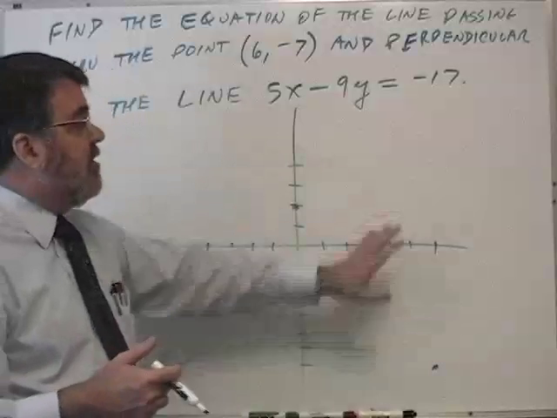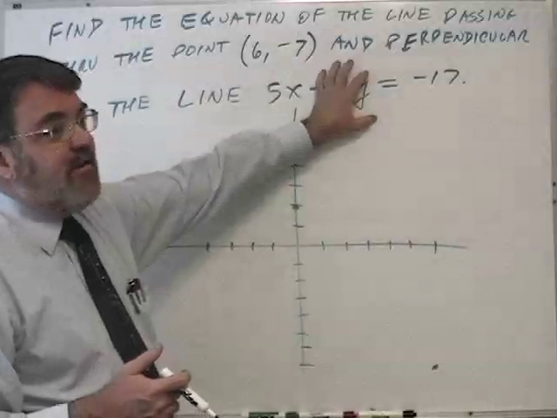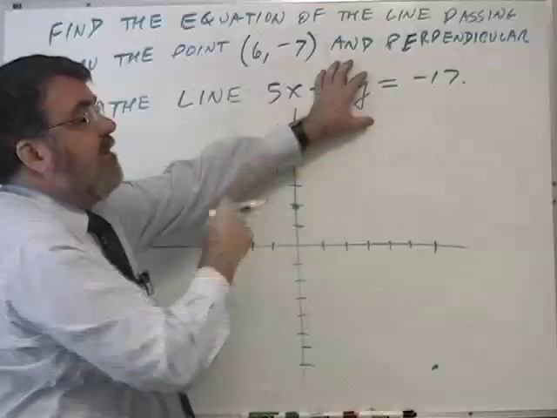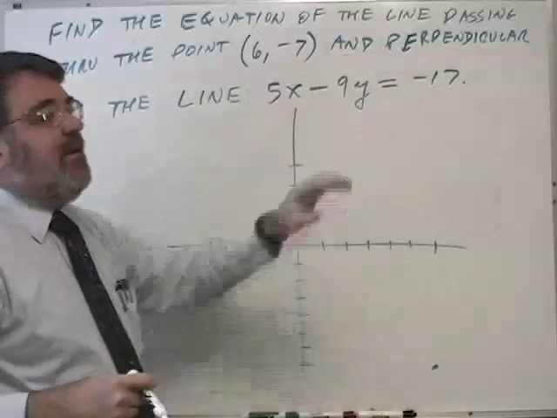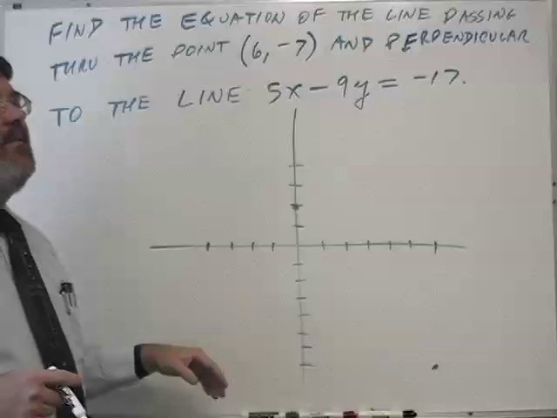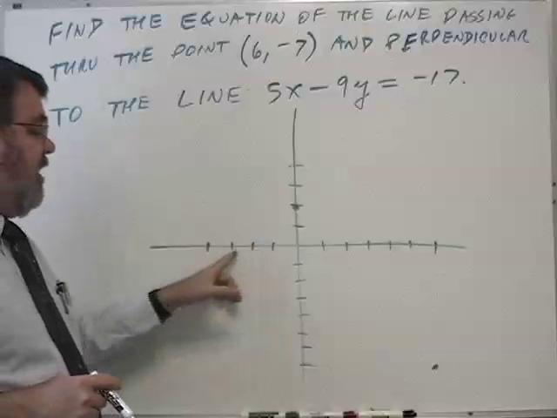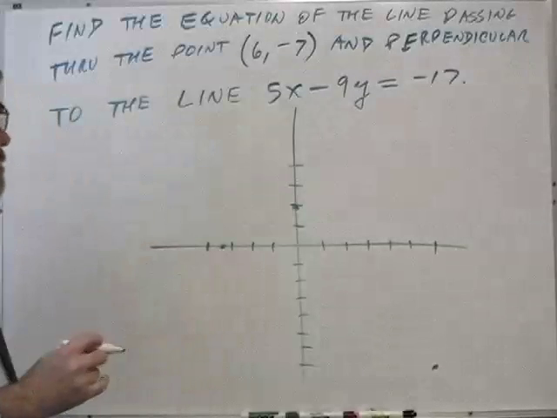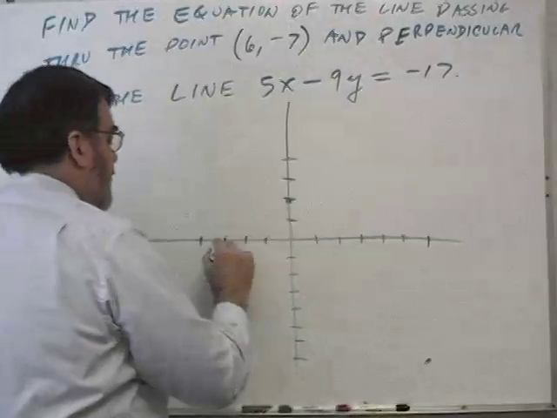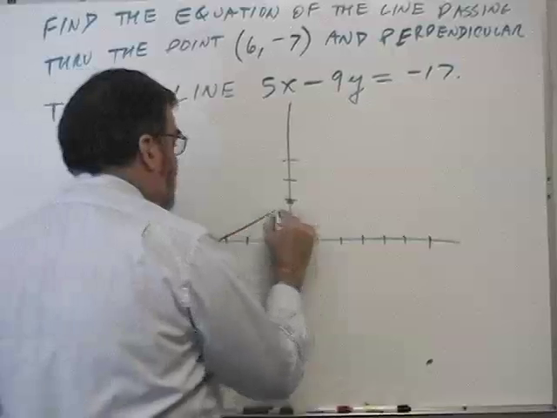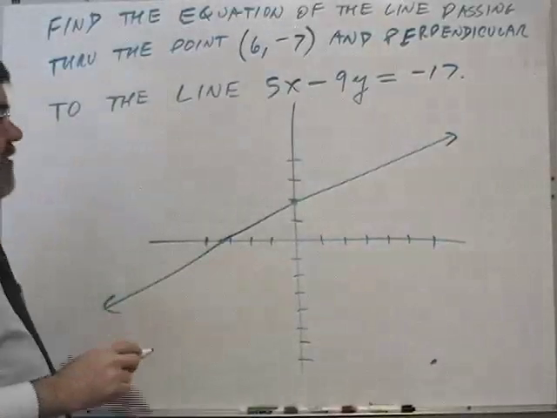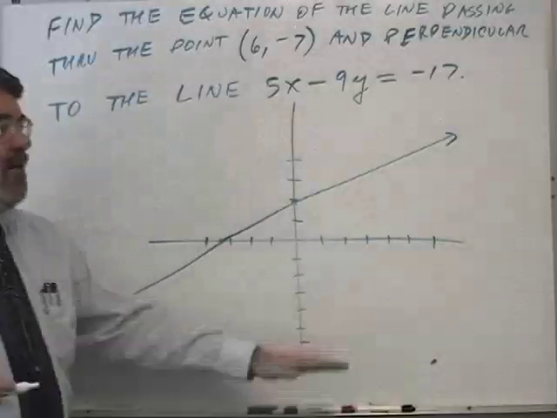If y was equal to 0, then I'd be looking at something on the x-axis. Solve for x, divide by 5. x is negative 17/5, that's about negative 3 2/5. So it's, roughly speaking, about here. So this line goes about like that. It's a fairly gentle slope, probably a slope under 1.